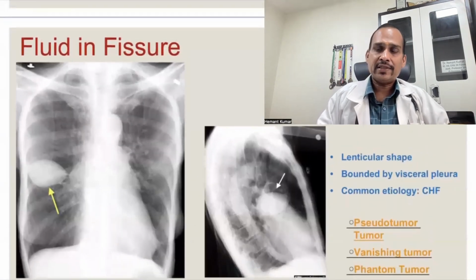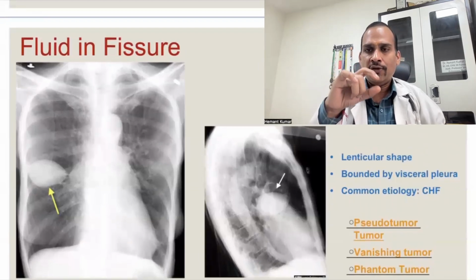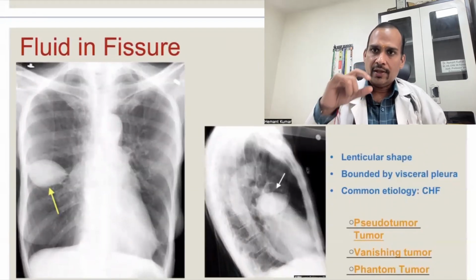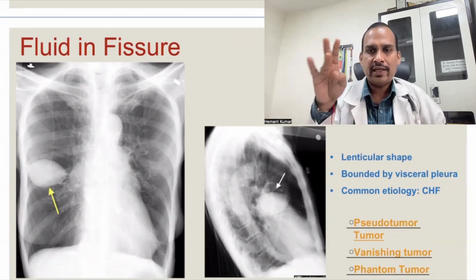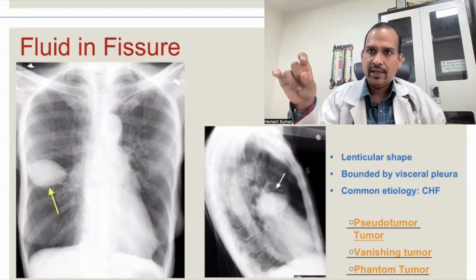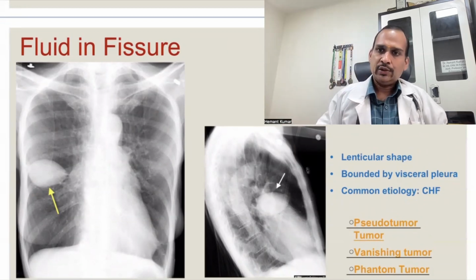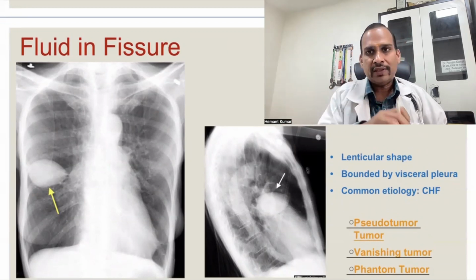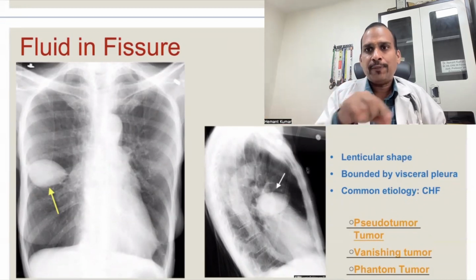It means fluid between the two pleural layers of the fissure. There are two fissures on the right side, the oblique fissure and the minor fissure, and on the left side, only the oblique fissure. So, as I told you, a fissure is nothing but a layer of visceral pleura.